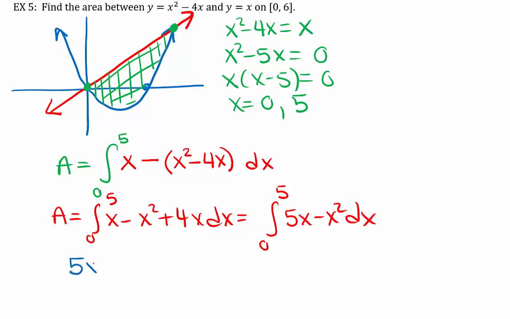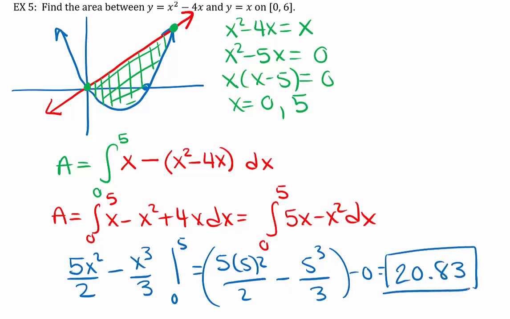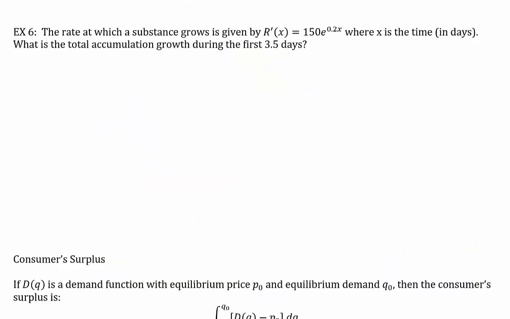My antiderivative is 5x squared over 2 minus x cubed over 3. And I'll be evaluating at 0 to 5. So I plug in the 5, I plug in the 0, and I subtract. And I got approximately 20.83. That would be the area between those curves.